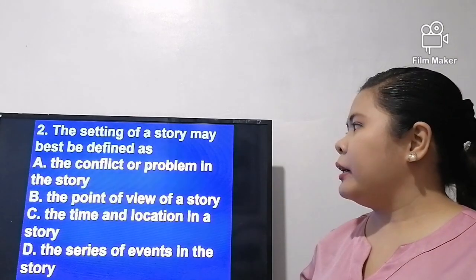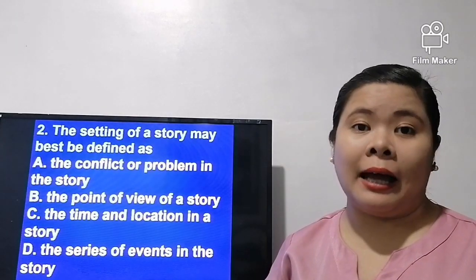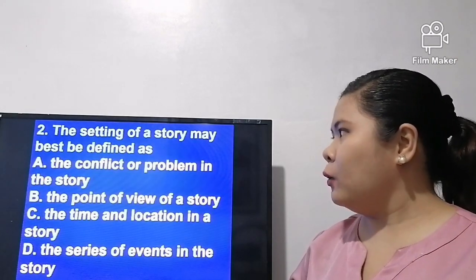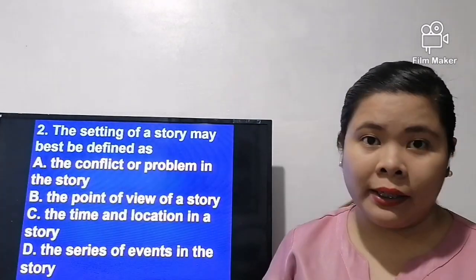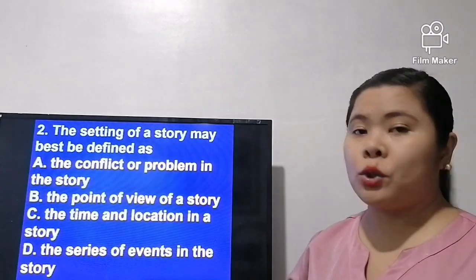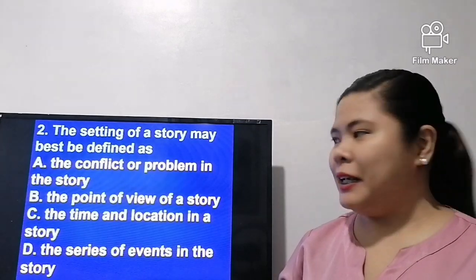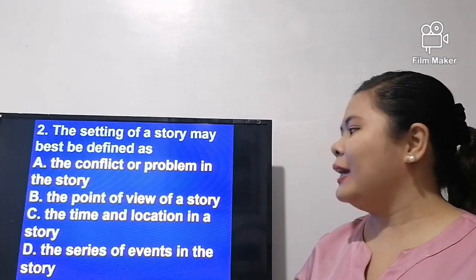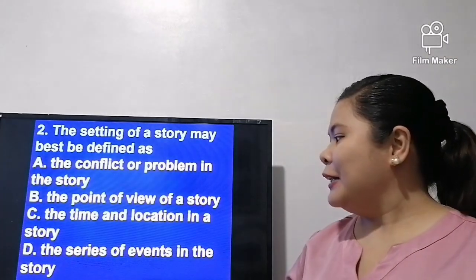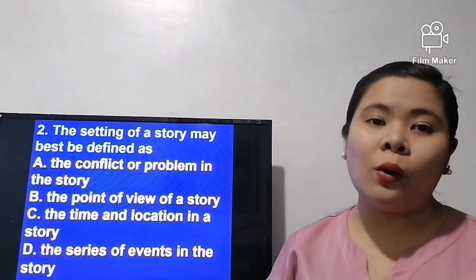The setting of a story may best be defined as A, the conflict or problem in the story. B, the point of view of a story. C, the time and location in a story. And D, the series of events in the story.